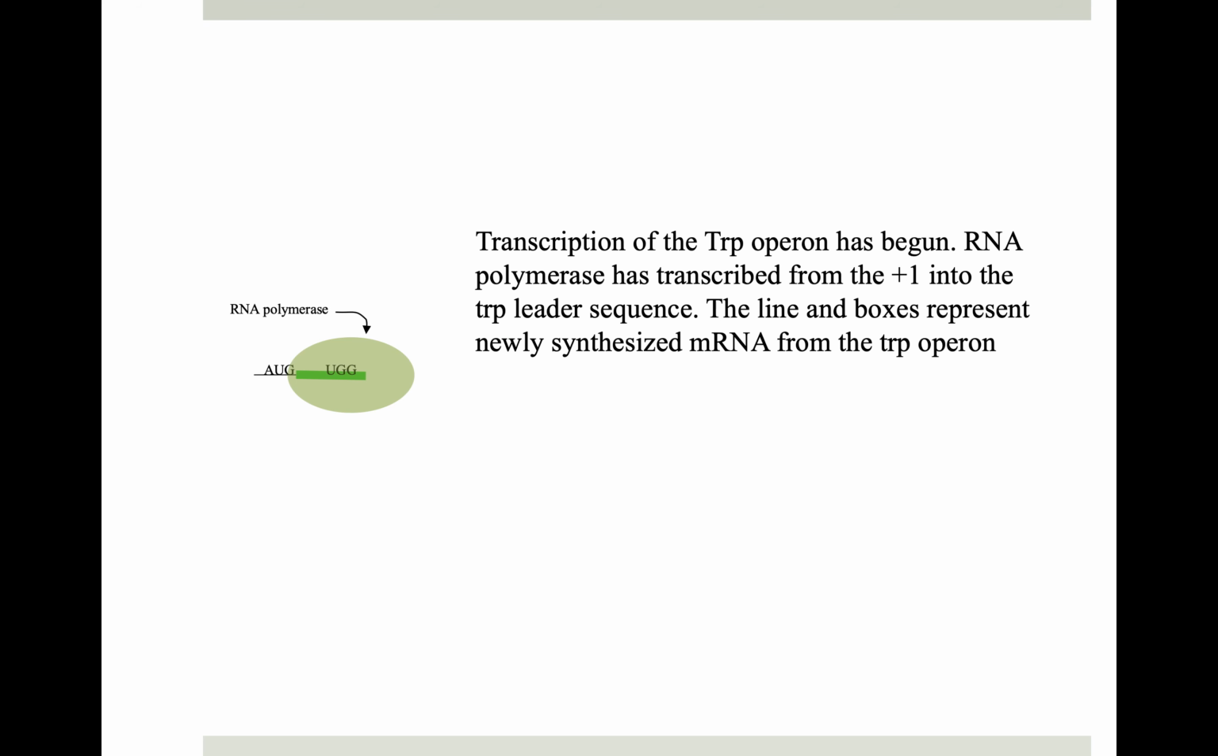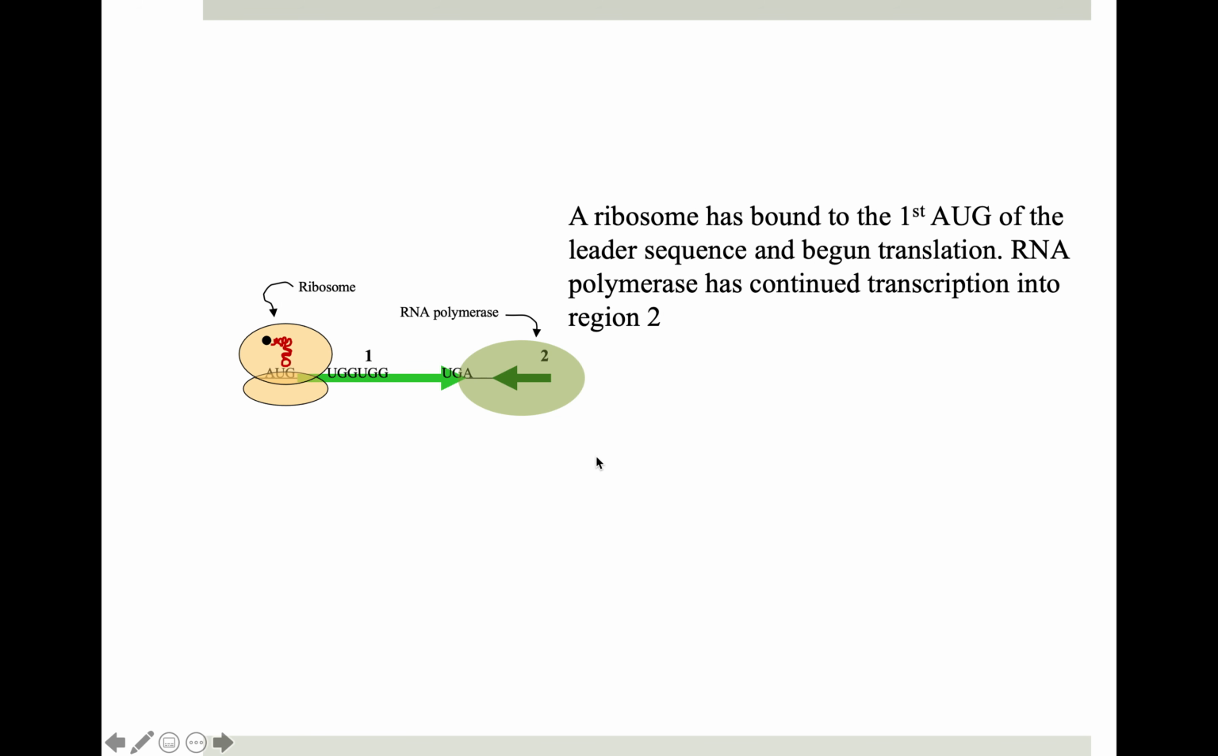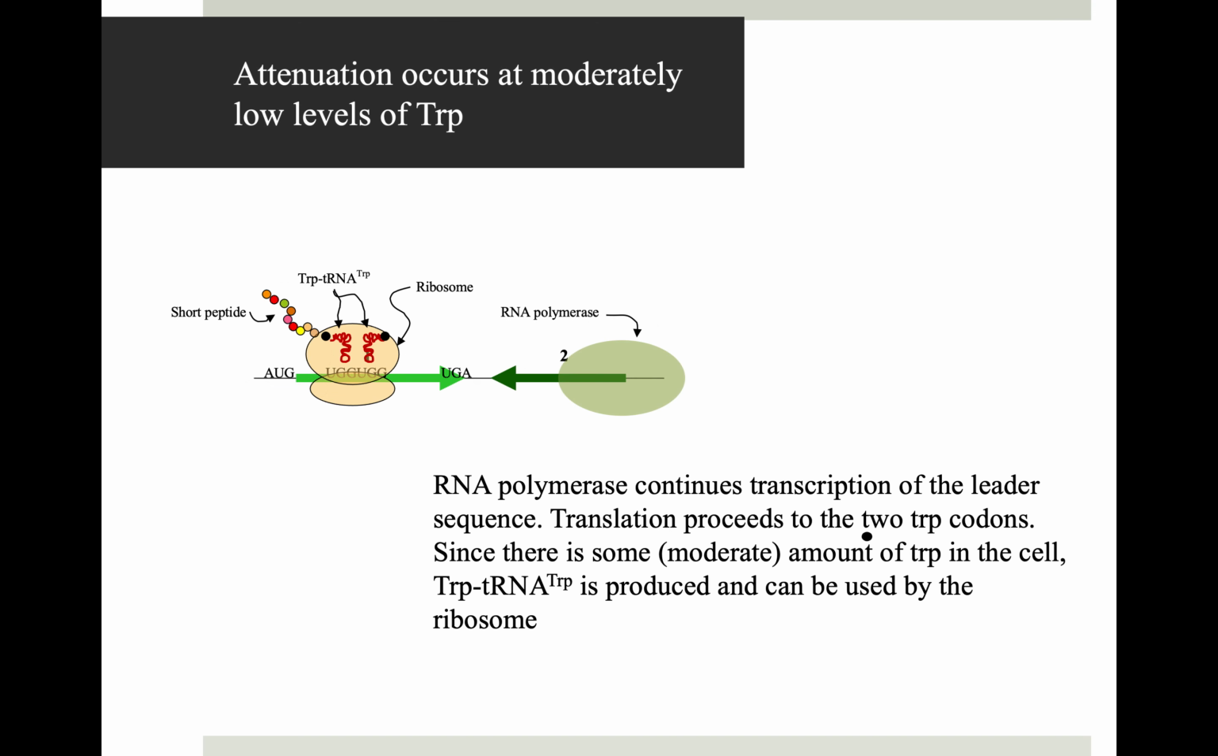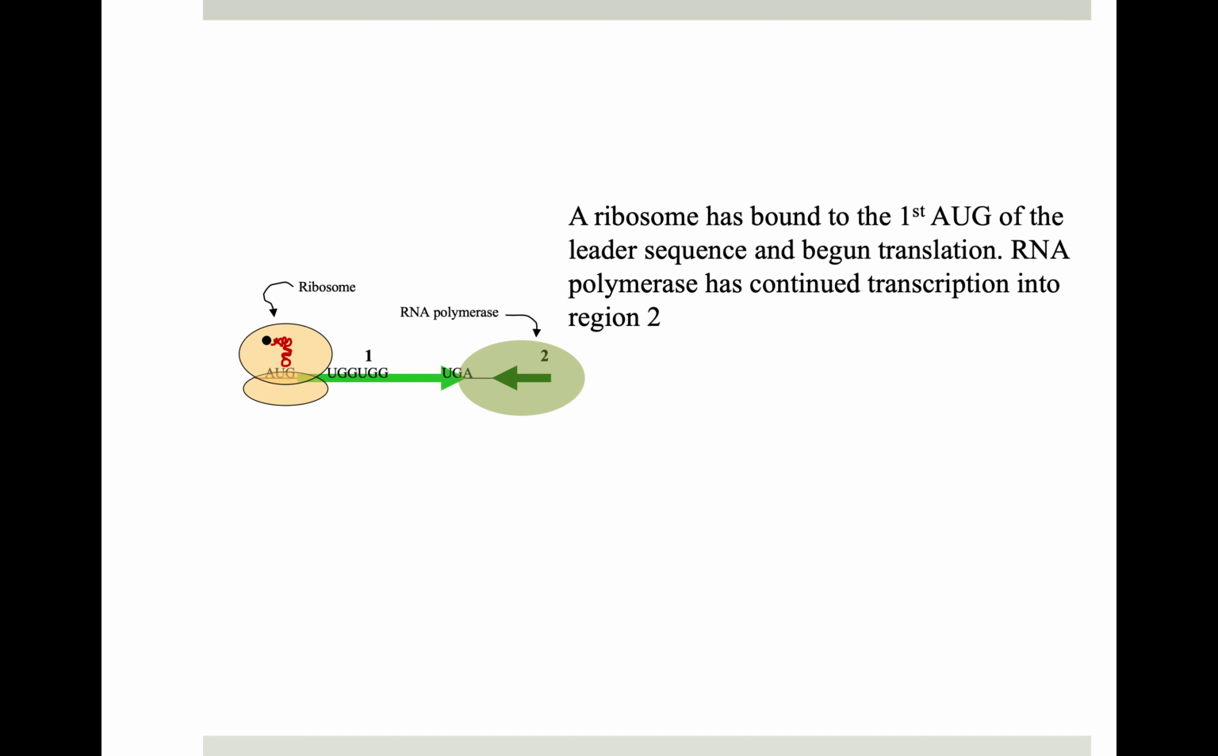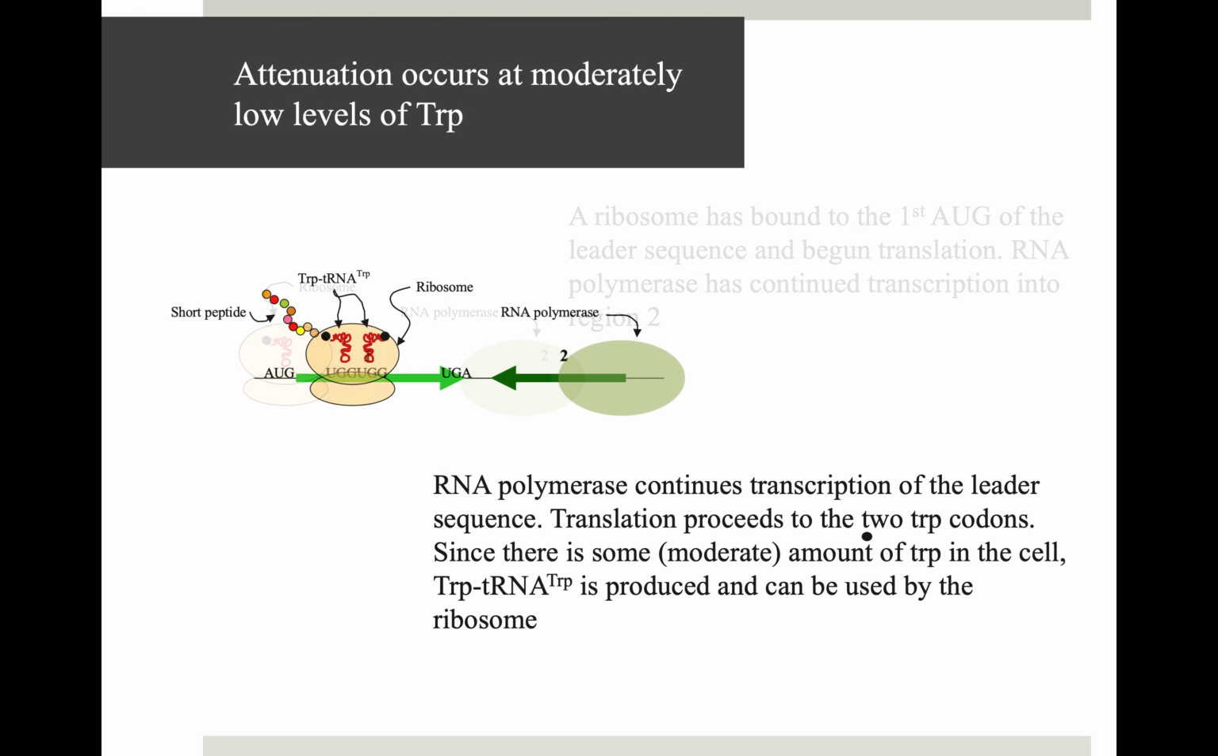Now, transcription of the Trp Operon has usually begun in this case. So what happens is that RNA polymerase has transcribed from the +1 into the trp leader sequence at the attenuator site. The line and the boxes, what you see here, represent the newly synthesized mRNA from the Trp Operon itself. The ribosome has bound to the first AUG, the first start codon of the leader sequence, and begins translation. So RNA polymerase could then continue transcription into region number 2.